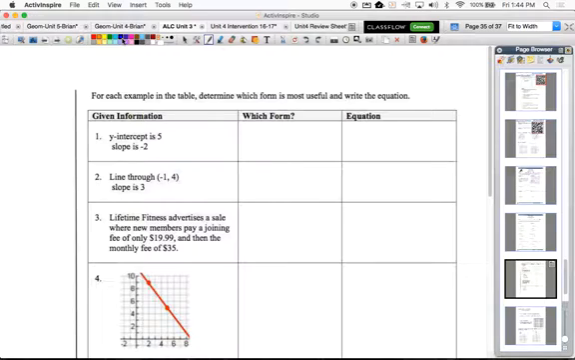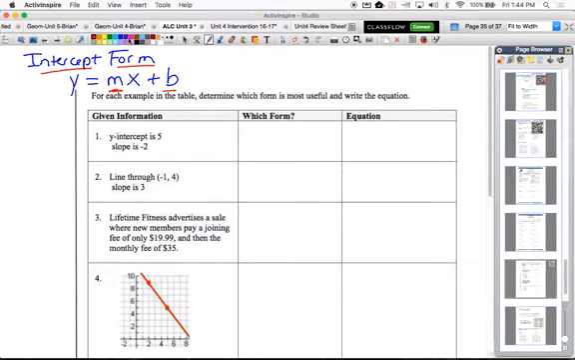So first off, let's write at the top of the page what the forms are again. So we have the intercept form that we are most familiar with, and that's our y equals mx plus b, where m and b stand for the slope and the y-intercept values. And then we have our point-slope form that we learned last class.